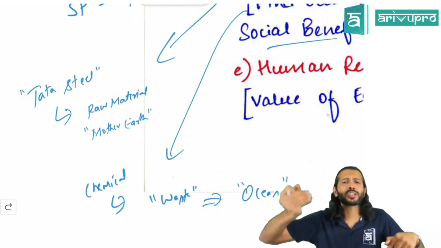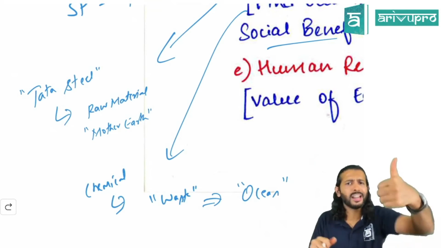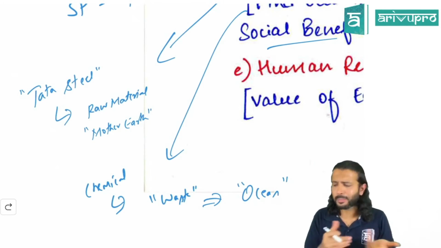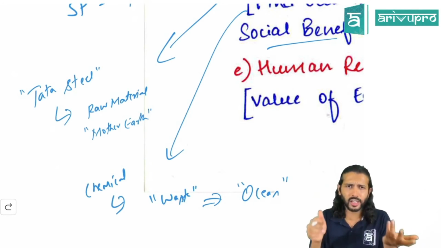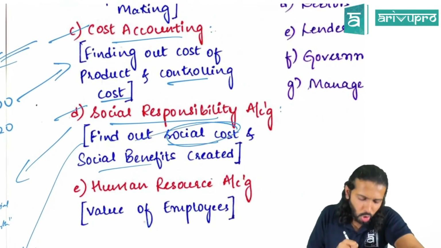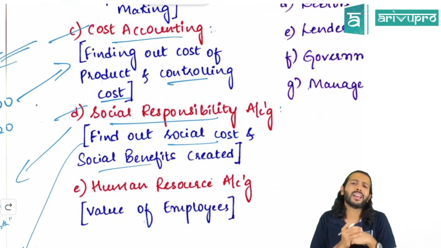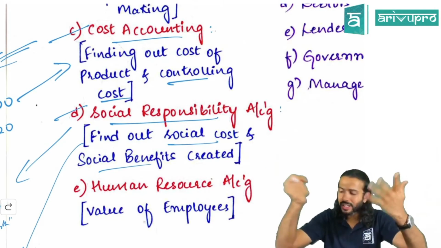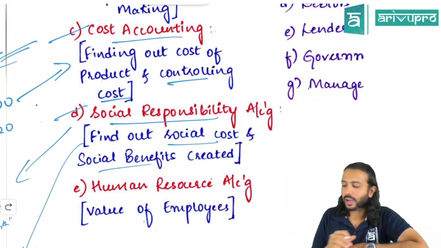If you release so much hazardous substance into the ocean, it will affect other animals and mammals, the creatures of the water bodies. Somebody has to clean that up. That comes under social cost. Due to the company's existence, what is the harm done? What is the benefit done? Measuring this is social responsibility accounting.